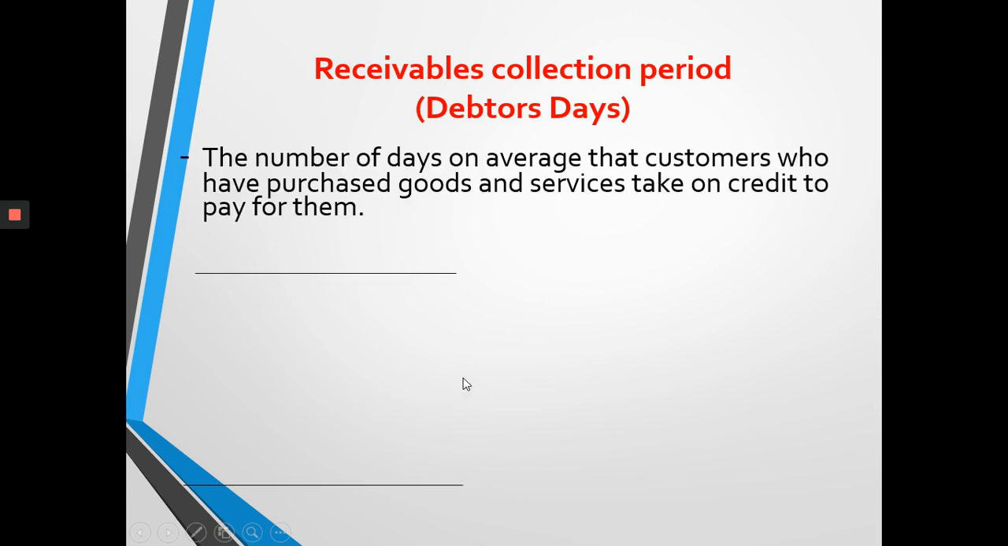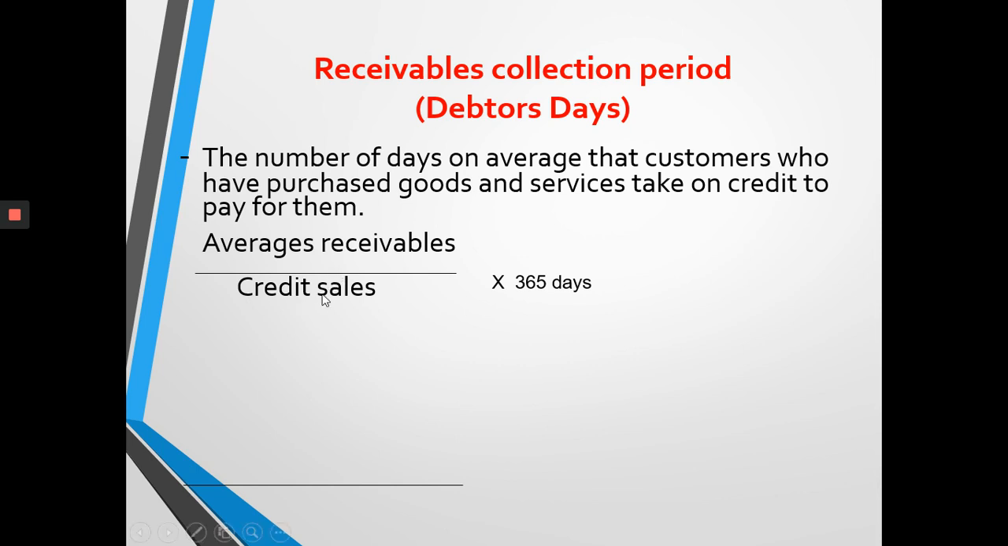All right, next we're going to the receivables collection period or debtor days. Basically, average receivables divided by credit sales times 365 days. So class, you can just use the total amount of receivables. You don't need to average it. You can just take total receivables divided by credit sales.